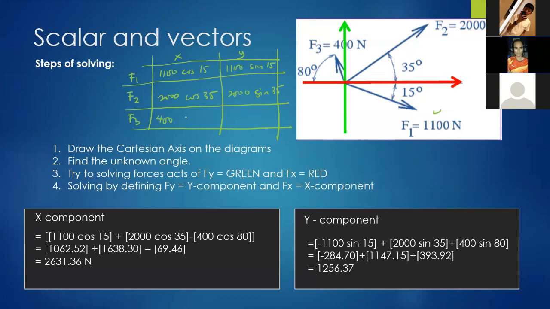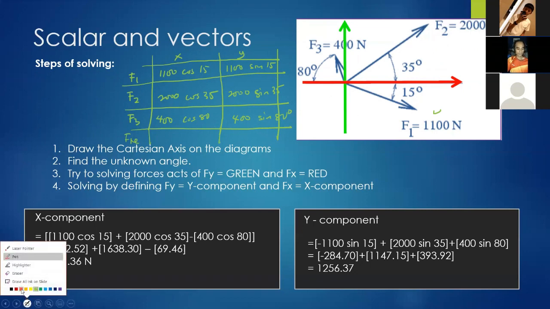What is it? 400 cos 80, 400 sine 80 degrees. Okay, we cannot stop over here, because actually vectors have direction. If you add them later on, when you want to find F net of x and F net of y, you have to do some operation because all these directions are different.